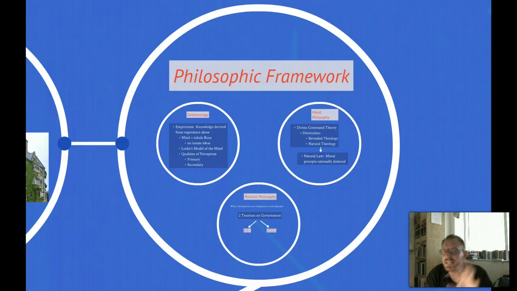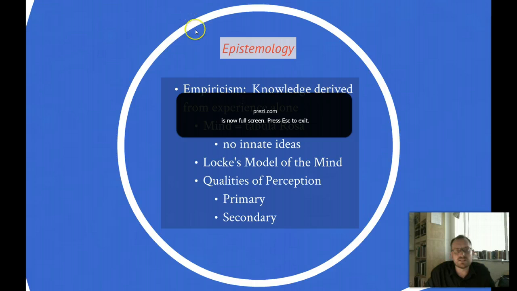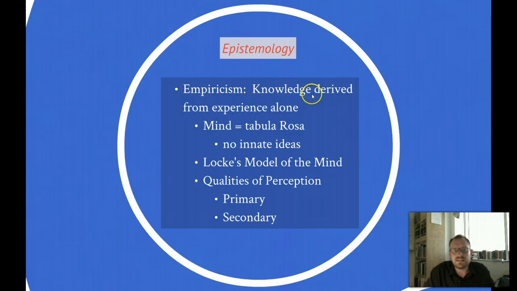Let's go over some of the basic philosophical framework to understand Locke. Of course, there's a lot more that can be said here, but I find it's helpful to understand some of these basic ideas. Let's start with his epistemology. Again, he's known as a British empiricist. Empiricism refers to the idea that knowledge is derived from experience alone.